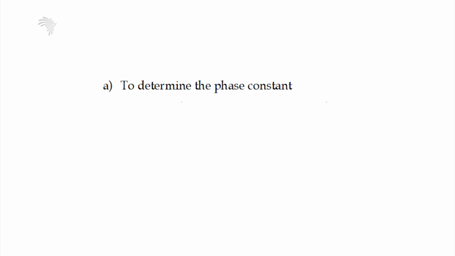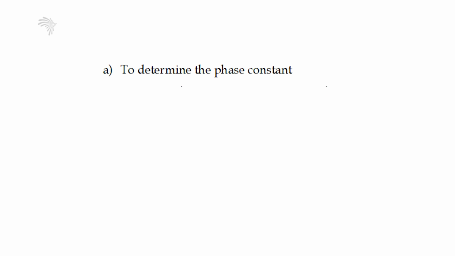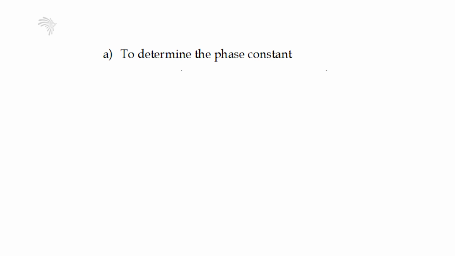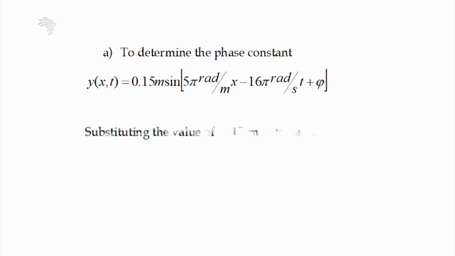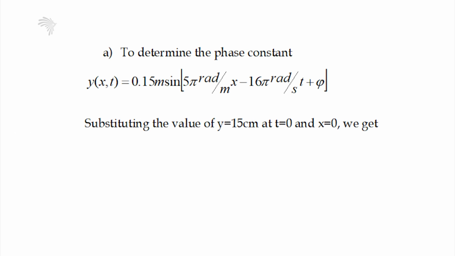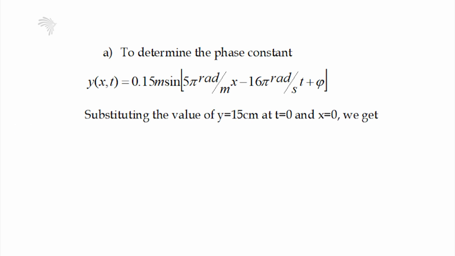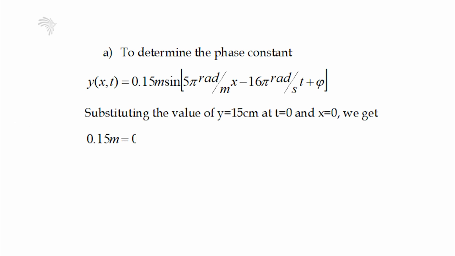And finally, let's try to determine the phase constant. The mathematical expression for this traveling wave is y(x, t) = 0.15 m sin(5π rad/m x − 16π rad/s t + φ). Substituting the value y = 15 cm at t = 0 and x = 0, we get 0.15 m = 0.15 m sin φ, which gives us sin φ = 1. So φ is equal to sine inverse of 1, which is equal to π/2. So the phase constant of this wave is 90 degrees or π/2.